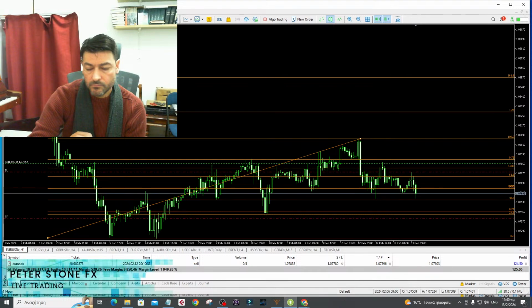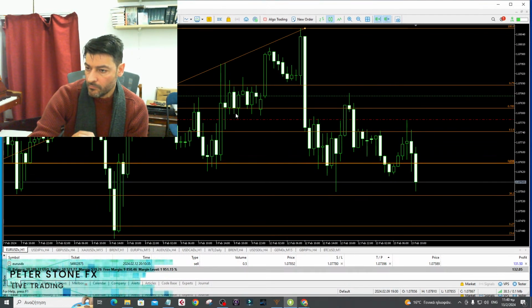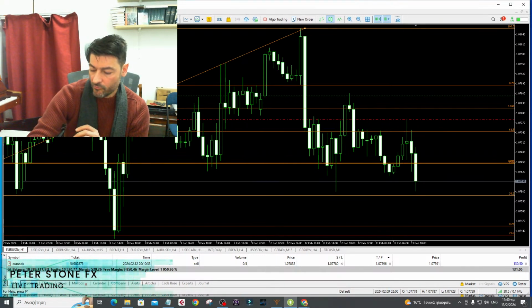In the hourly time frame, you have a big drop down with this candle. So this is an indication from the start of the week, breaking this market structure. So that is a really bearish movement.